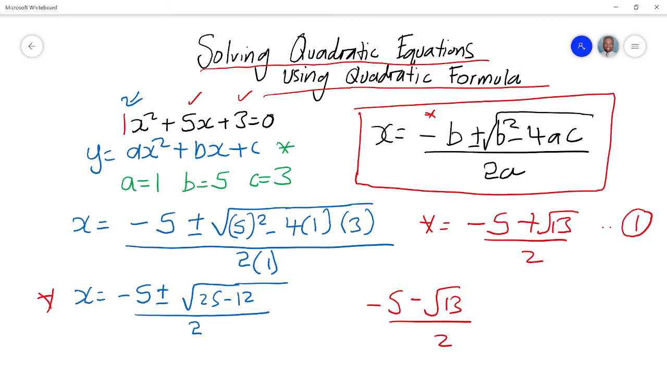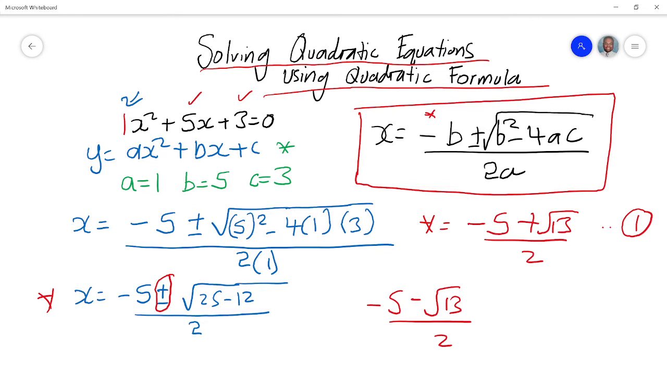So if, let's say, in place of 13 we had 16, we would be able to solve this. But in this situation, we know very well that we leave it like this. So we have two values of x. We have negative 5 plus root 13 over 2 or negative 5 minus root 13 over 2. Only because you can see here, you'll have two values. There's a plus and a minus.